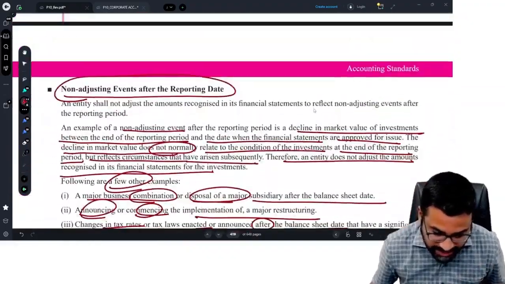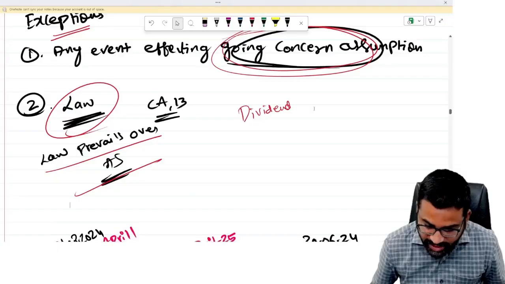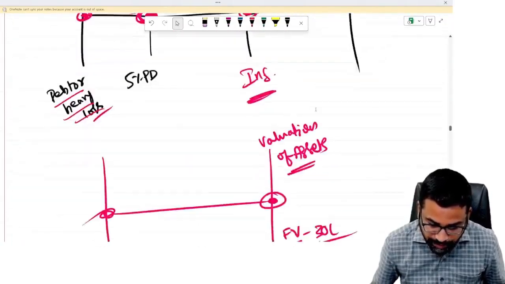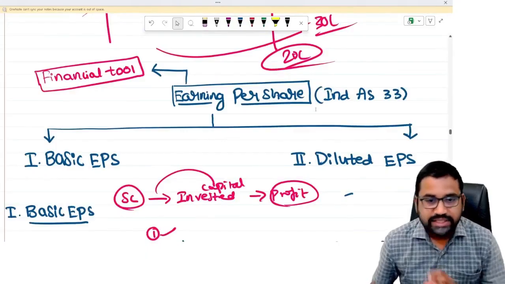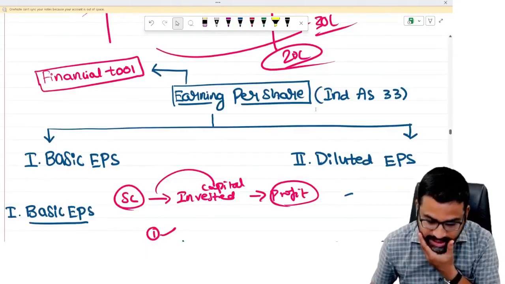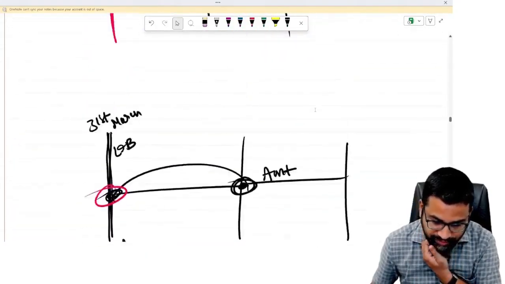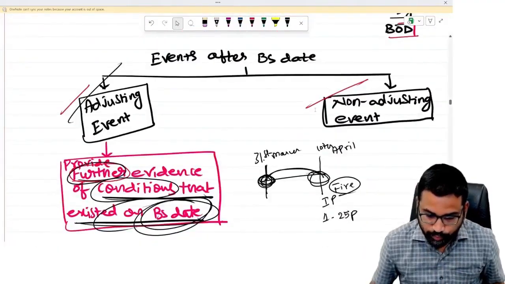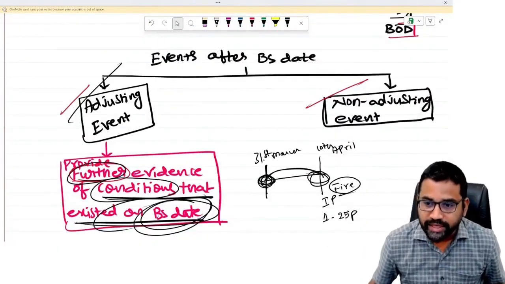So that's it about this standard. The main text of the standard, the main things about the standard, I have discussed. So you remember this much. I think you can spend half an hour listening to this standard. Around 25 minutes it has taken me. So listen to these 25 minutes and the standard will be done. Okay, so this is Ind AS 10.